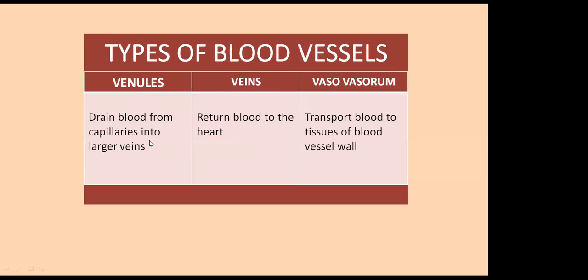Larger veins are nothing but the union of venules. The venules unite to form branched structures called veins. So venules drain blood from capillaries into the veins. These veins return blood to the heart through the system of vena cava. The system of vena cava means we have precaval veins and one postcaval vein. Into the system of vena cava, all the veins open, and the pulmonary veins open into the left atrium.